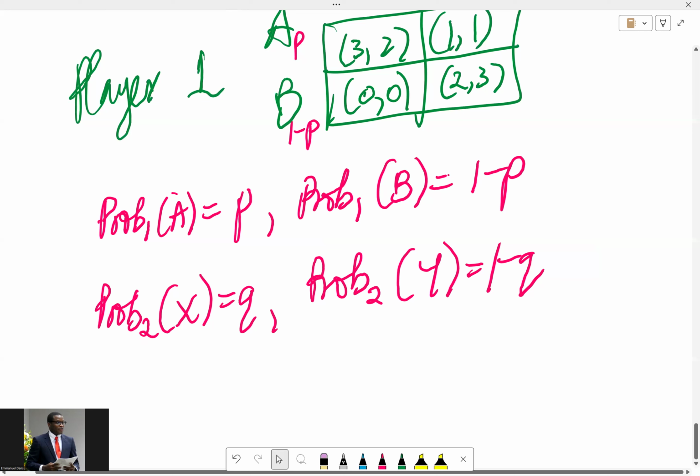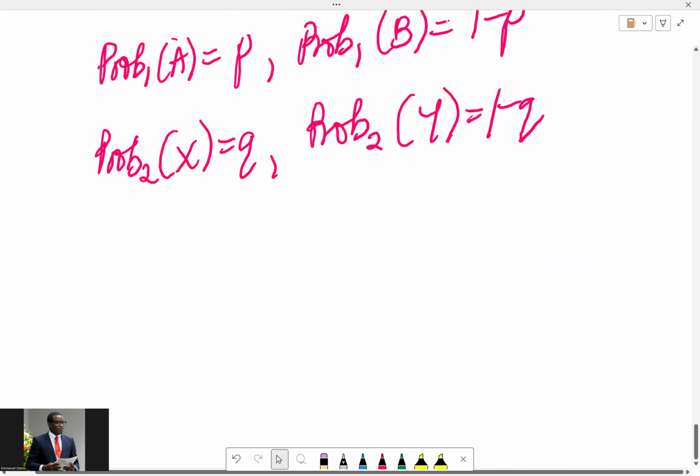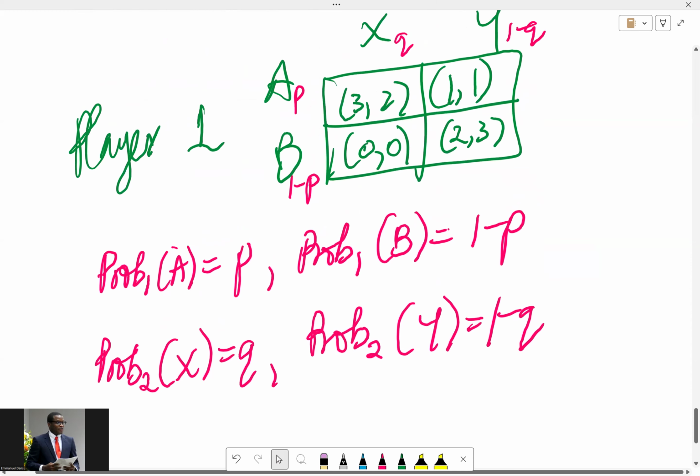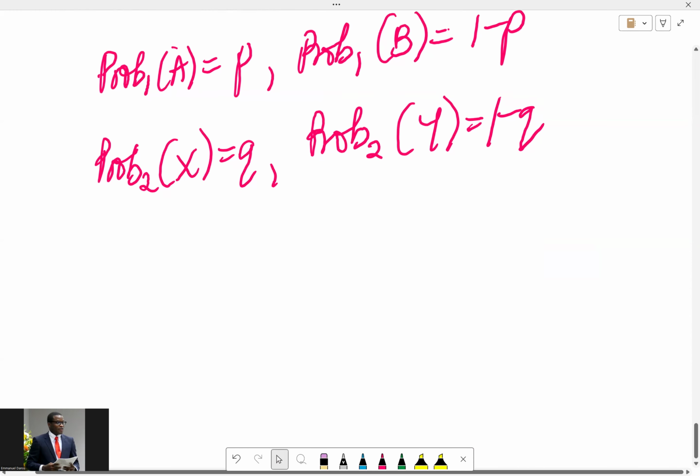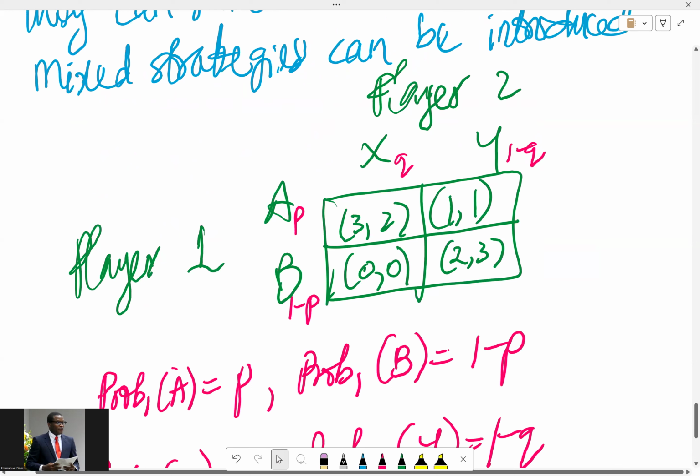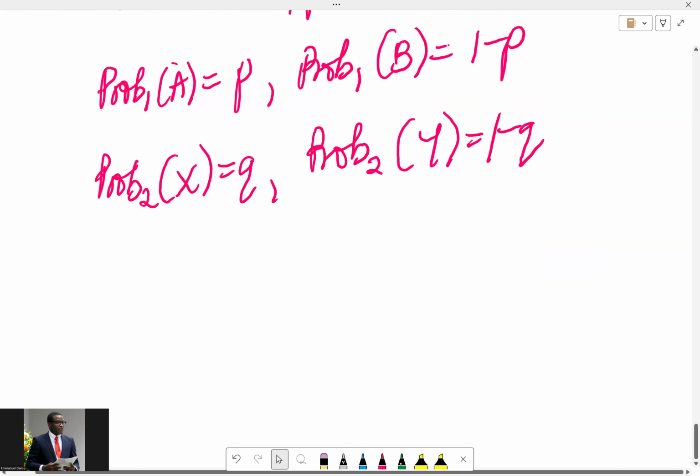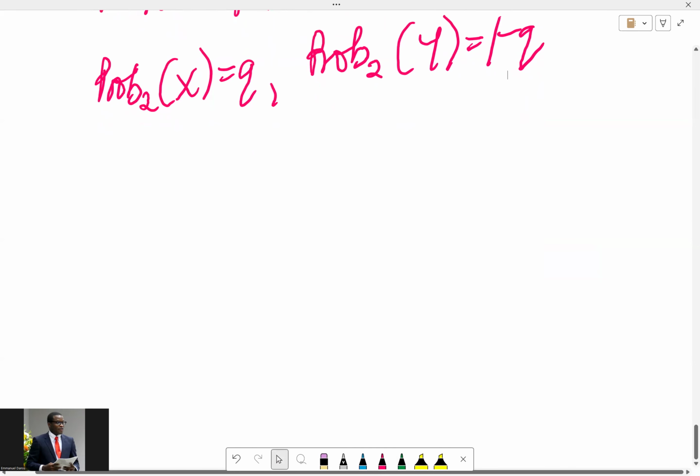The reason for introducing mixed strategy here, even when it is not necessary, is because we are assuming that the players are indifferent about their strategies. So that's why we are going this way. So now let's see what happens when we introduce mixed strategies. It has to be in line of expected payoffs.